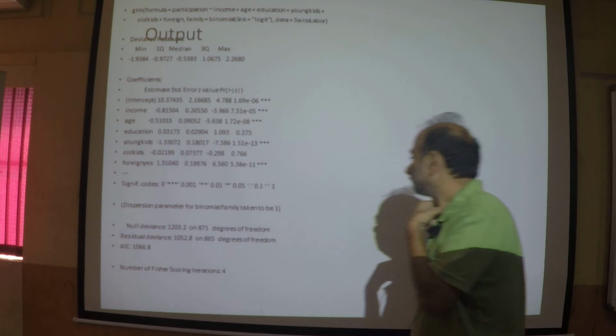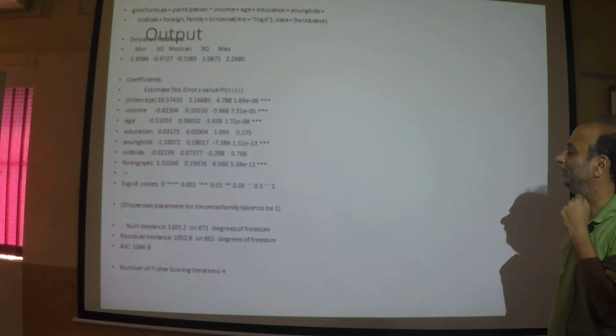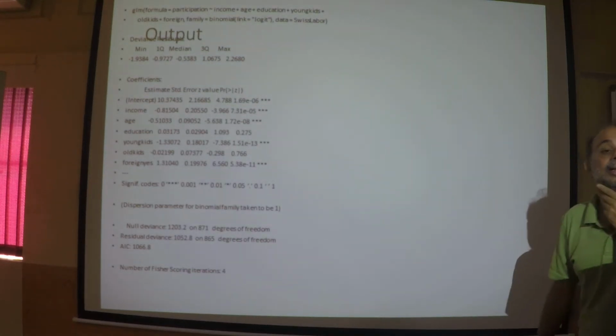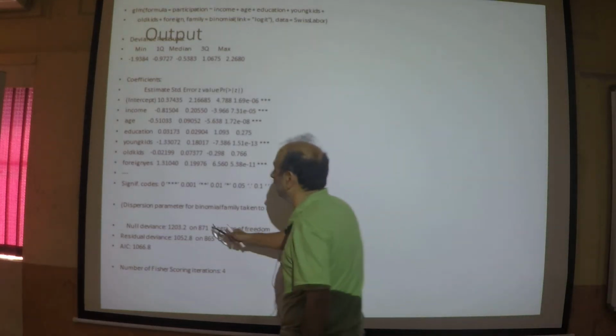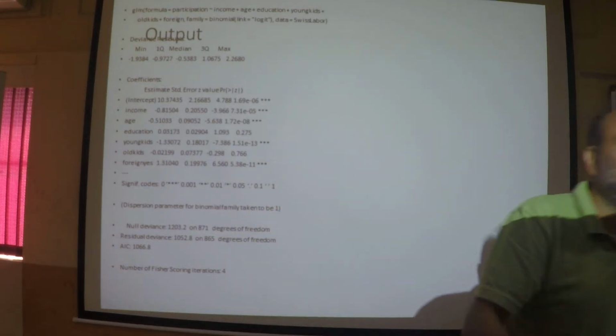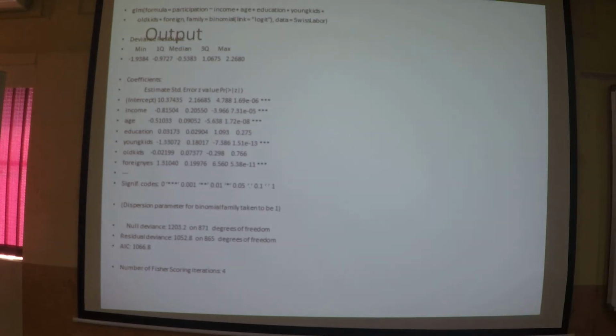Now, what do you think is the null deviance? The null deviance is the variance of the error term from the restricted model: summation e hat i square upon n minus 1, because only alpha hat is being estimated, and the degrees of freedom are 871. What is the residual deviance? Summation e hat i square upon n minus k, the variance of the error term from the unrestricted model.